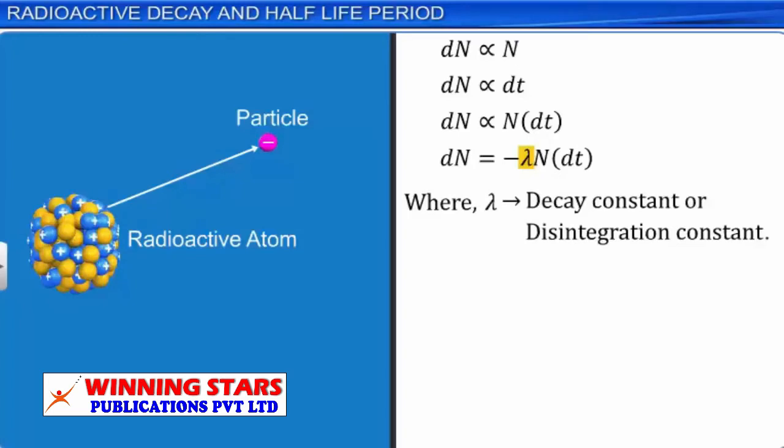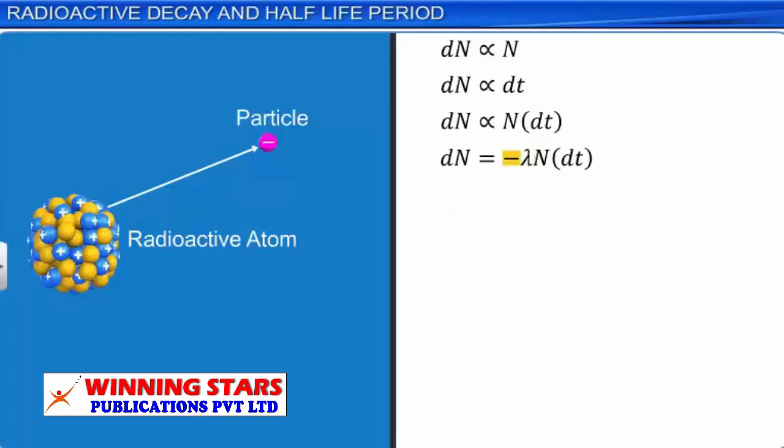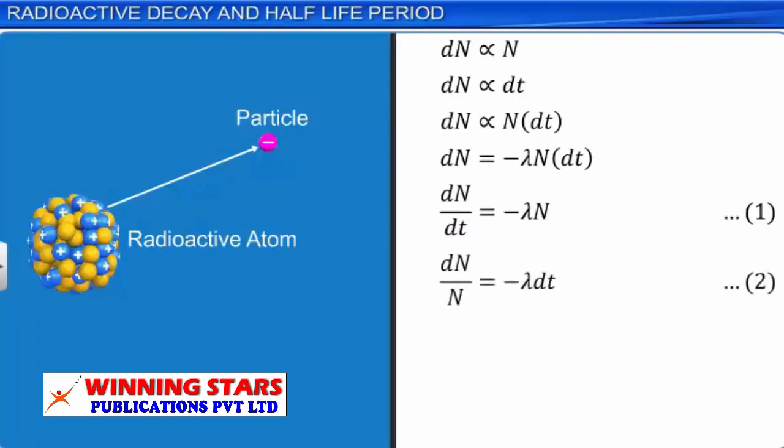Negative sign shows decay of nuclei. This implies that dn by dt is equal to minus lambda n. Let this be equation 1. This can also be written as dn by n is equal to minus lambda dt. Let this be equation 2.